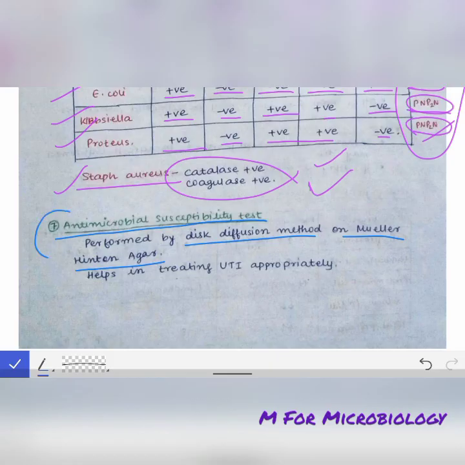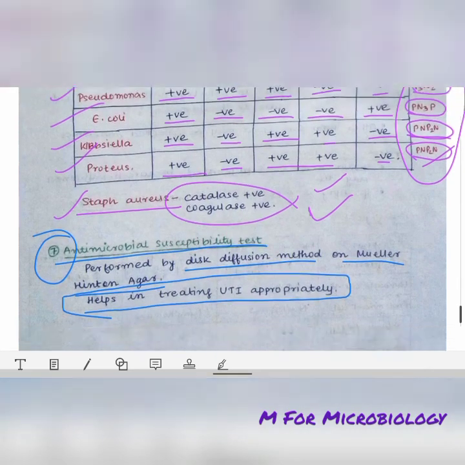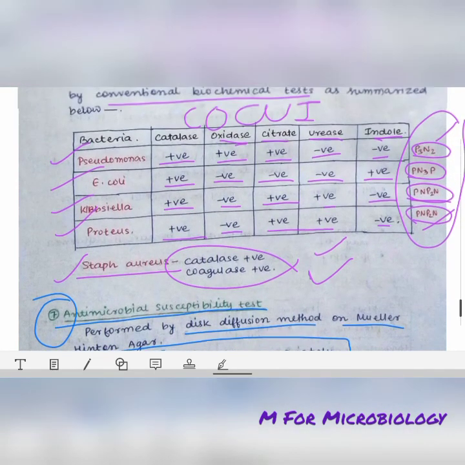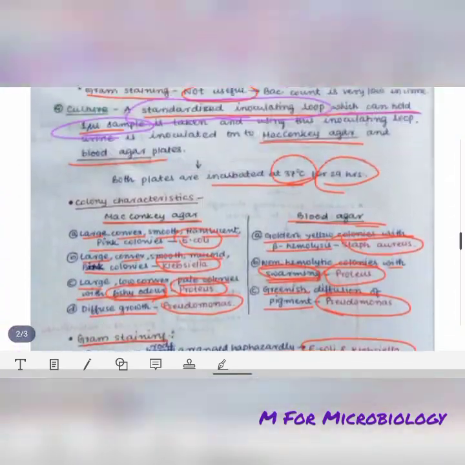That's why antimicrobial susceptibility testing has become very important nowadays, because the use of antibiotics is occurring very randomly these days, so resistance is developing very quickly in bacteria. This helps in treating UTI patients appropriately. We can give the proper or specific treatment. So this is all about the diagnosis of UTI.